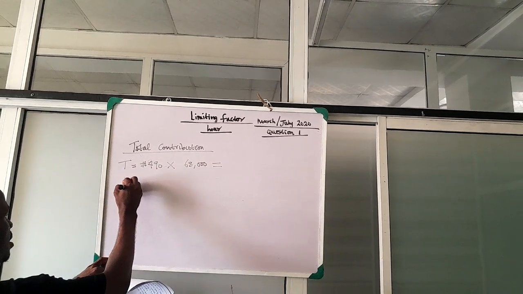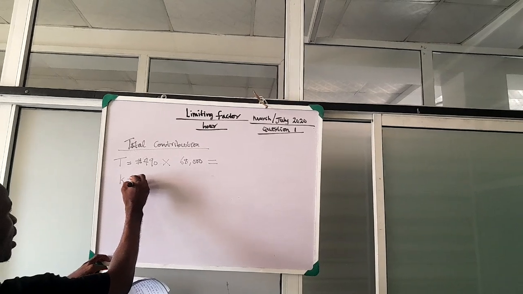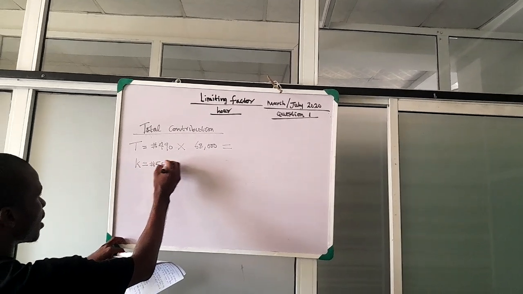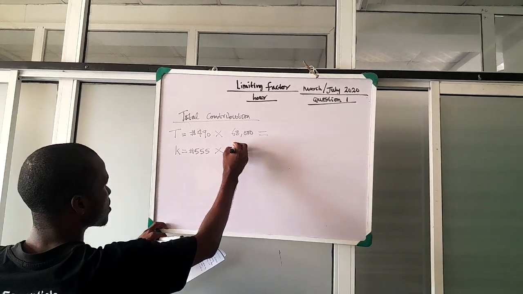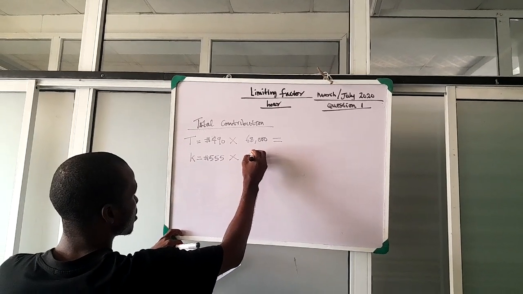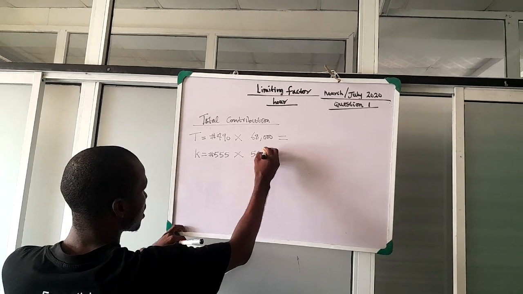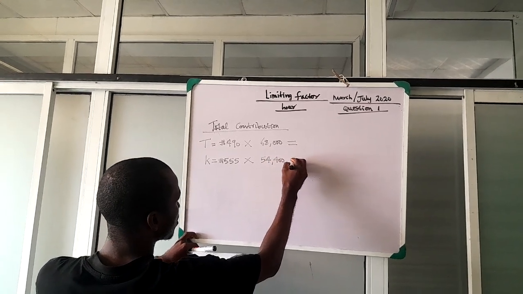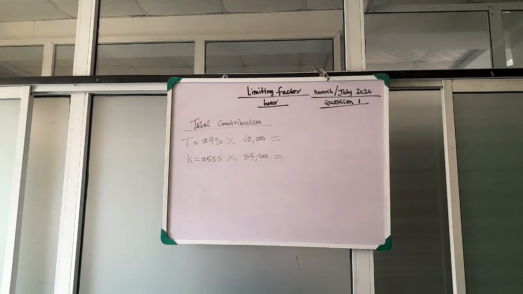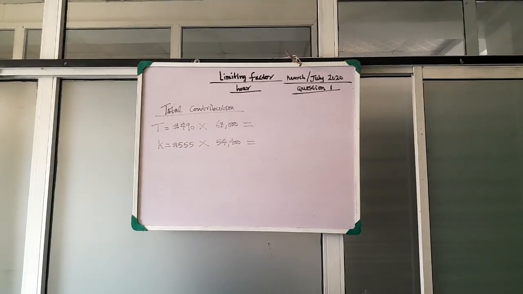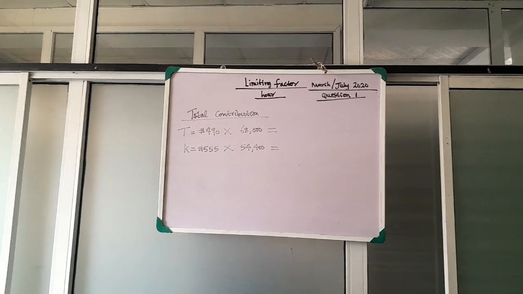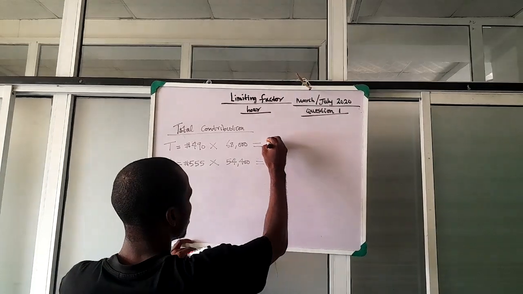Then for K, the contribution per unit is 555. The units for K are 54,400. So if you multiply 490 by 68,000, we'll have 33 million.